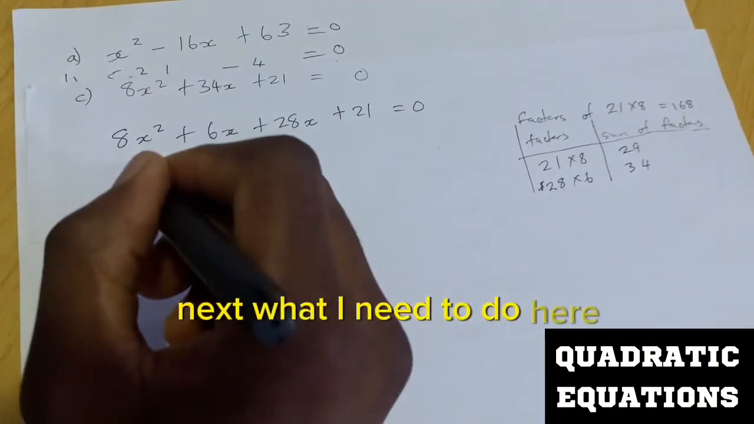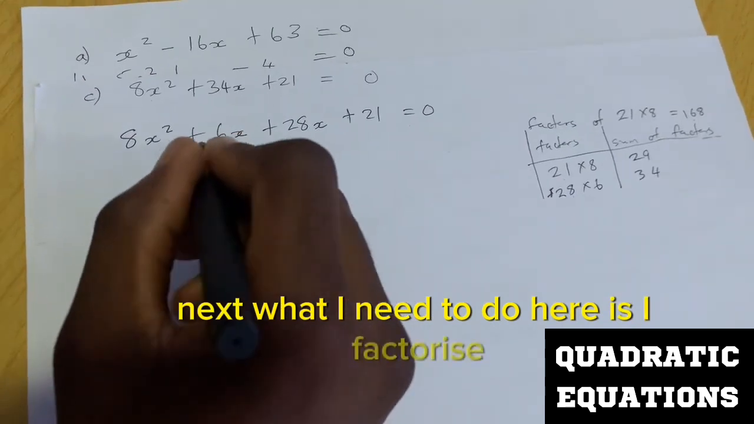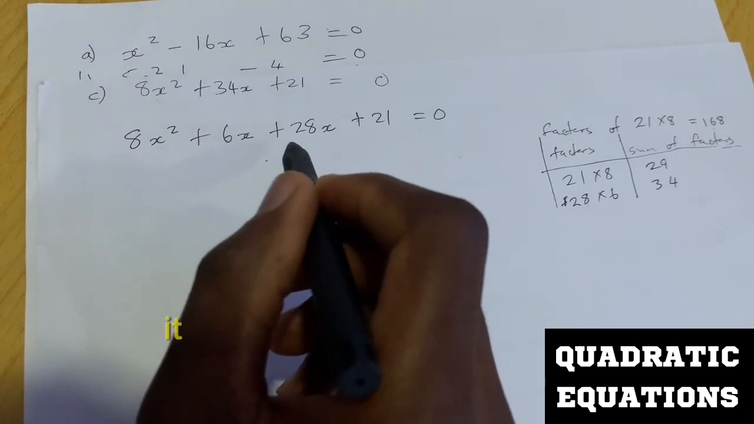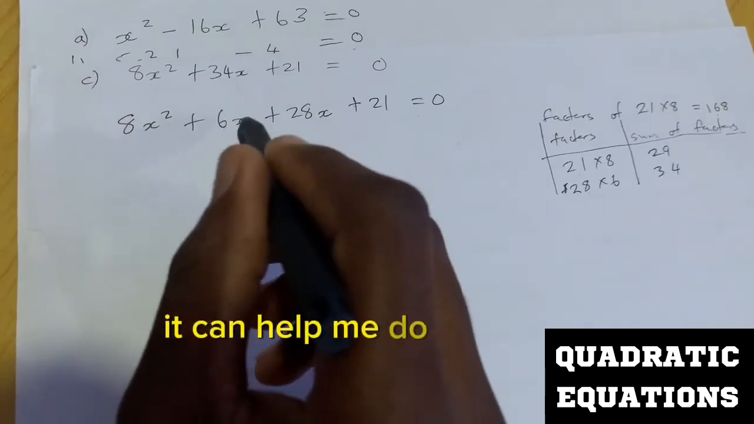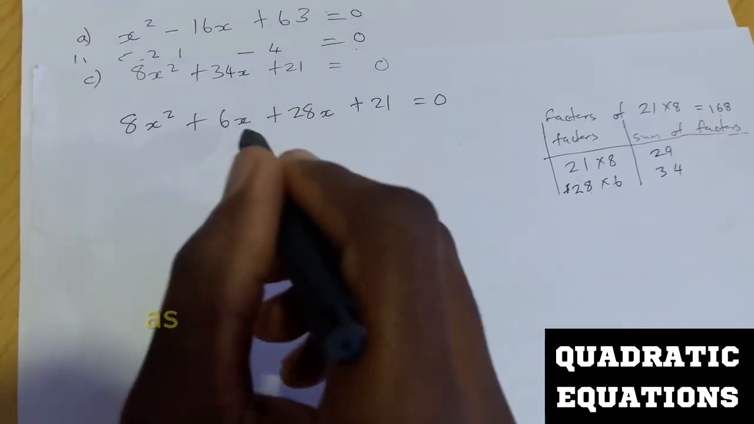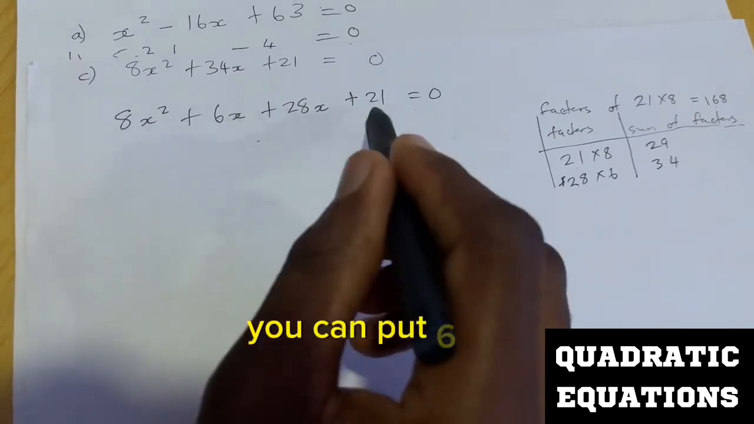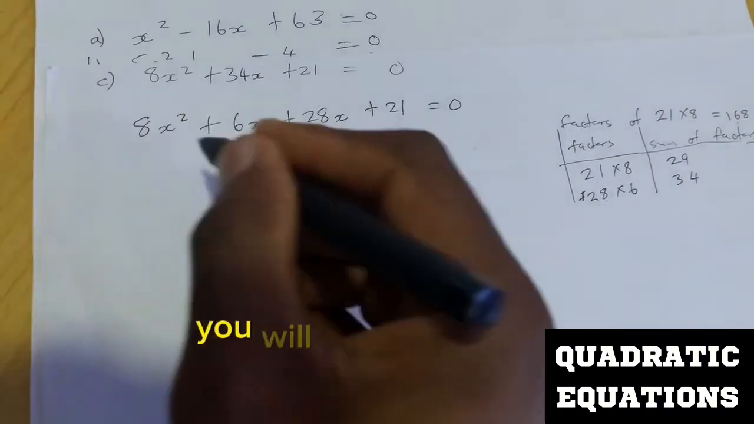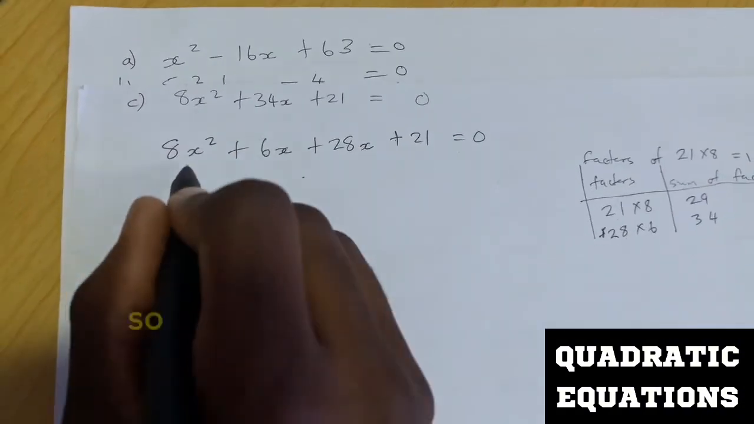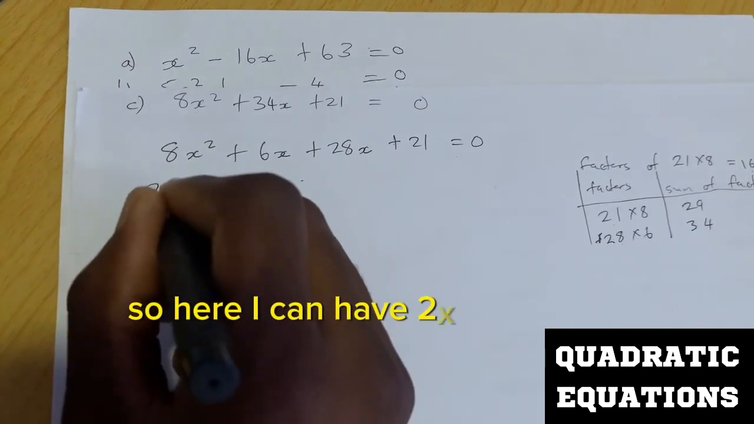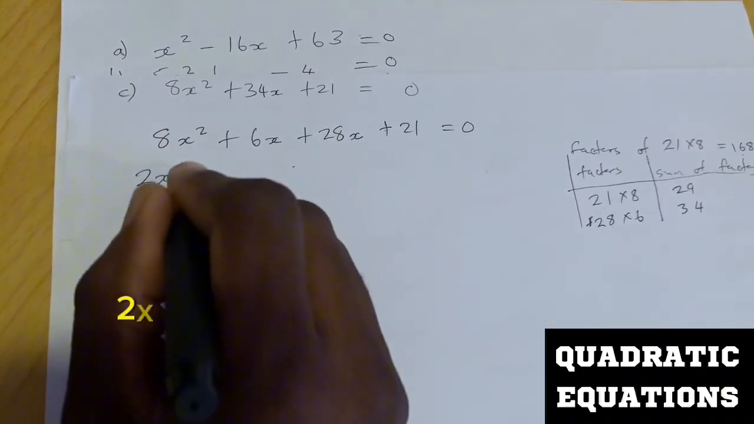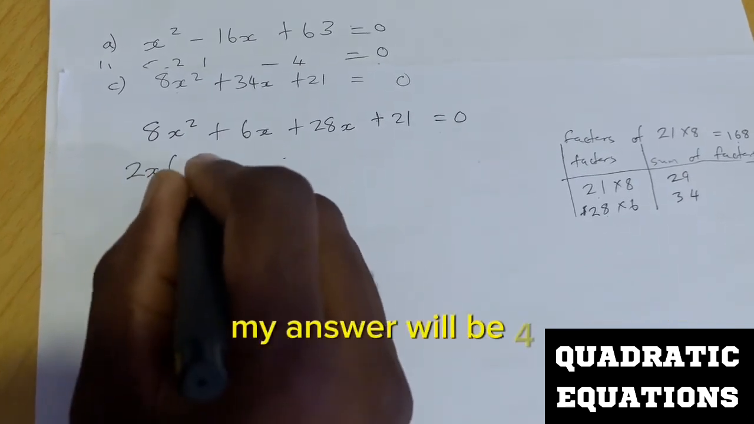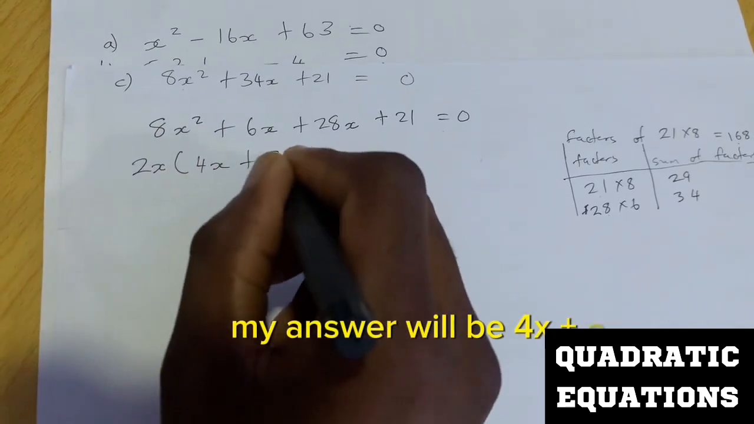Next, what I need to do here is I factorize now this expression. I've rearranged my expression so that it can help me do the work better. You can arrange it in any way as long as there are some common factors. You can put 6x plus 21. It will still give you the same answer. Okay, you will see this in a moment. So here I can have 2x as the common factor. If I divide this one by 2x, my answer will be 4x plus 3.